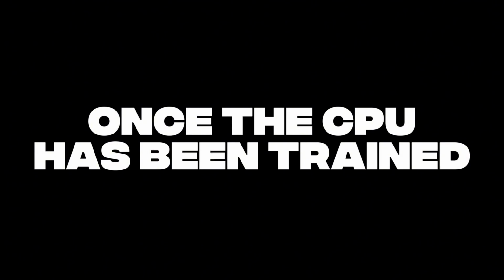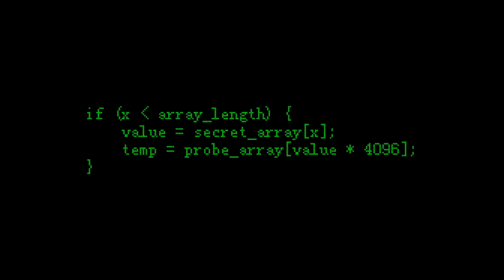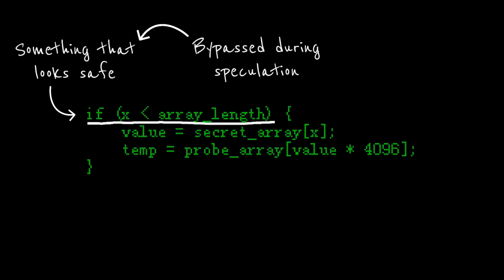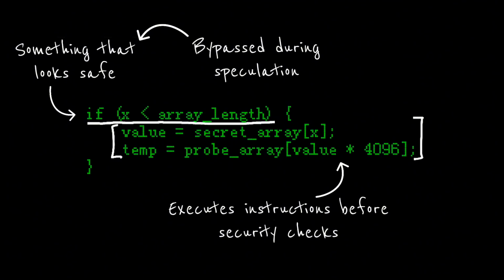Step 3. Trigger speculation. Once the CPU has been trained, the attacker runs a sequence of instructions, something that looks safe, but causes an out-of-bounds memory access during speculation. Because the CPU thinks it knows what happens next, it executes those instructions before security checks are applied.